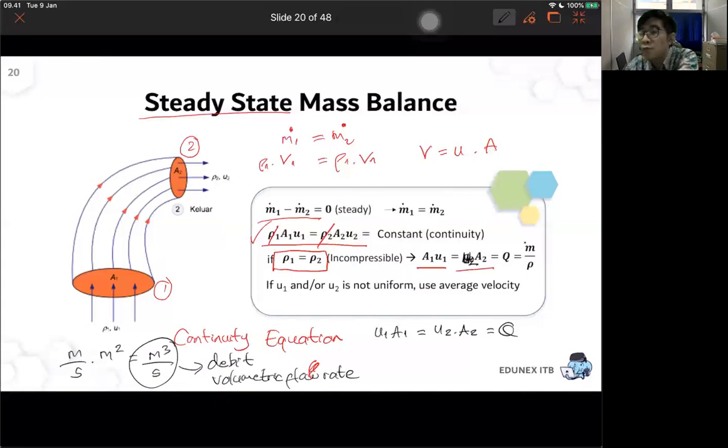So if the fluid is flowing in steady state condition and the fluid is incompressible, previously the mass flow rate is constant, but if the fluid is incompressible, then the volumetric flow rate is also constant.